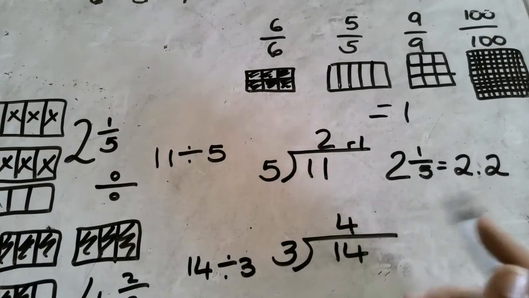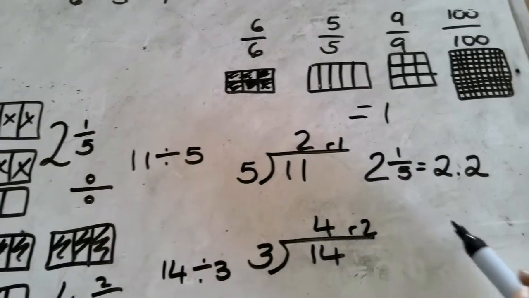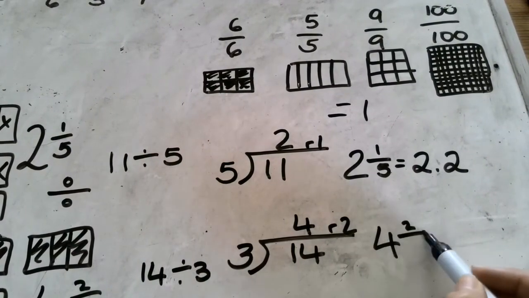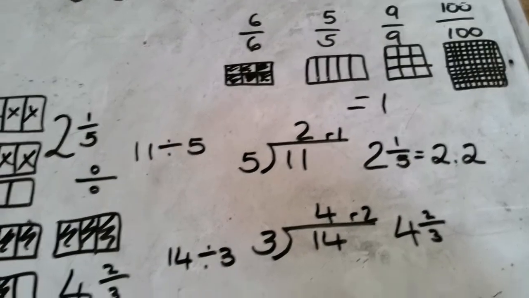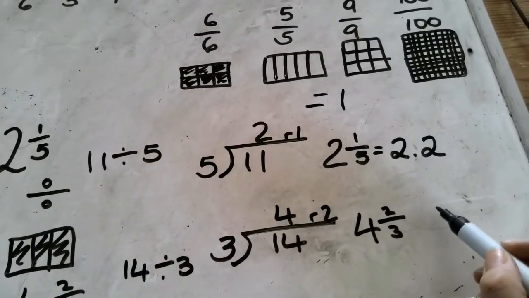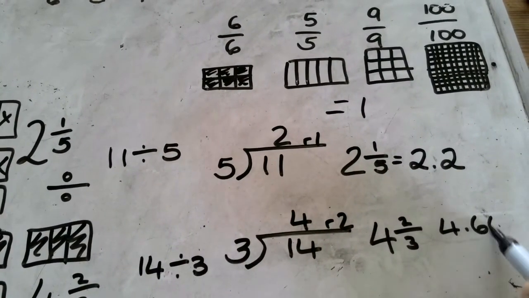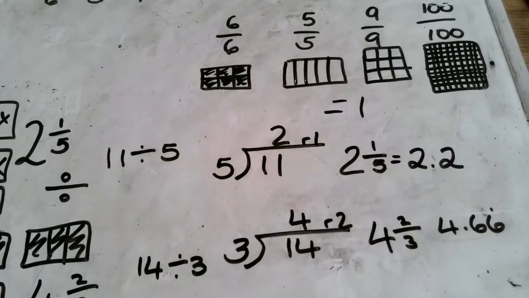How many's left over? 13, 14. There's 2 left over. So we would say the answer is 4 and 2 out of 3 remaining. Okay, which is the same as what we got over here. And those of you who are converting that to decimals, the answer would be 4.66 recurring.